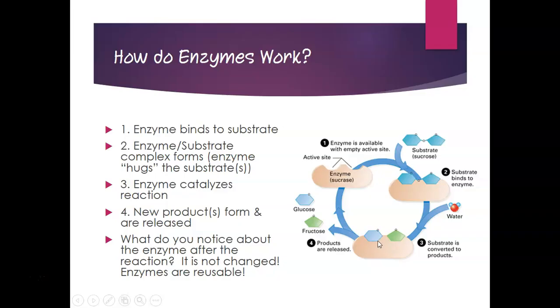Once that bond has been broken officially, with the help of the enzyme giving a little bit of the energy and the cell putting in the rest, those products then get released, and guess what? My enzyme looks exactly like it did before any binding happened in the first place, and so this whole cycle can continue to happen over and over and over again.